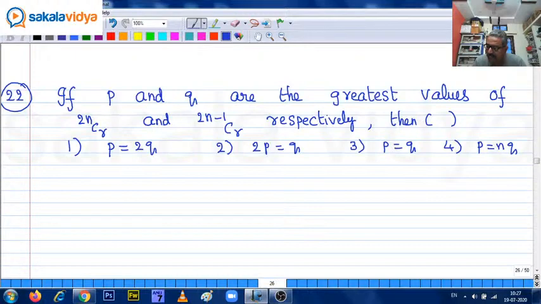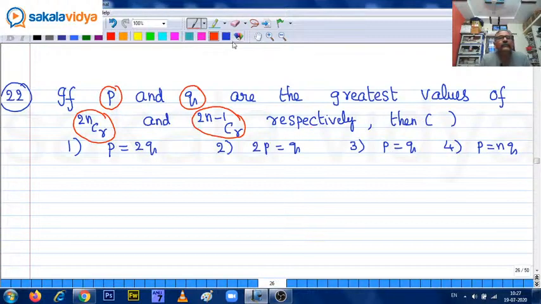So I follow different books. If P is the greatest value of 2n CR, and Q is the greatest value of 2n minus 1 CR, then we need to establish a relation between these two. So, to make a relationship between these two, consider first the P value. P is 2n CR.